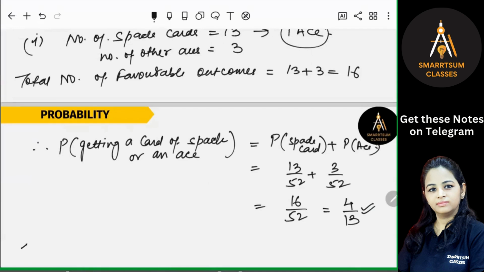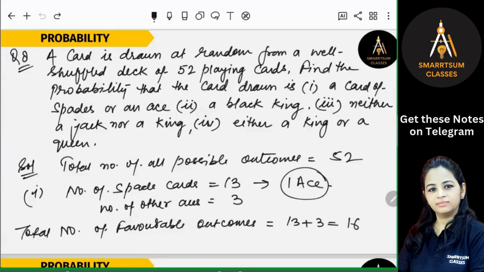Now in the second part, what we have to find? We have to find the probability of getting a black king, right? Means a king of black color. Is that clear? We're not talking about a particular suit here. We're talking about it should be black in color.